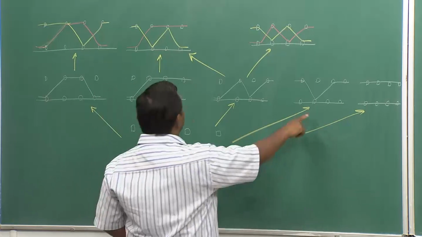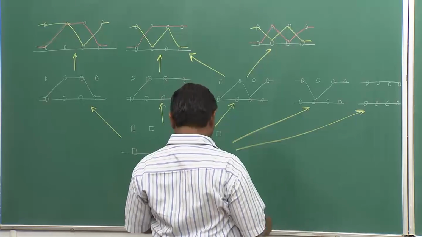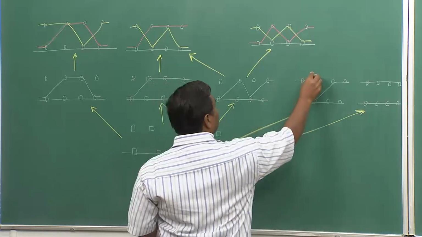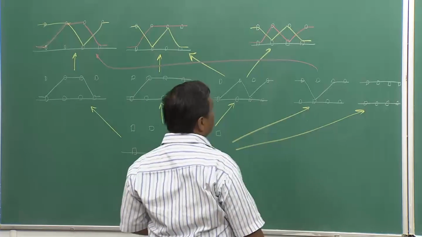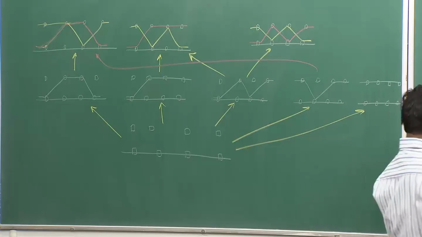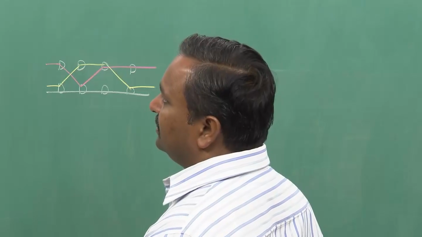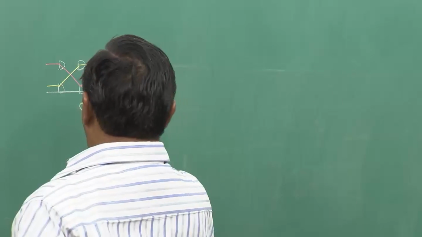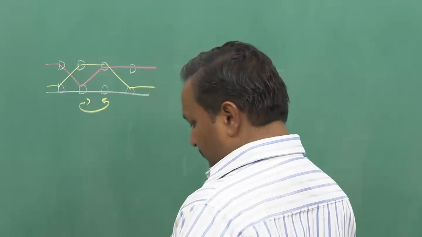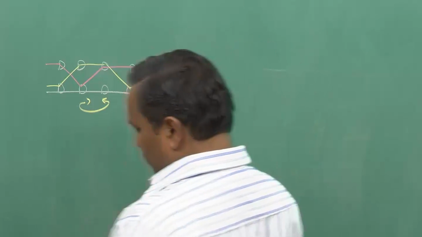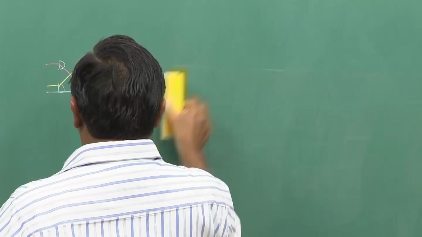So, from here actually I can come to this configuration also. So, I should draw a path here. So, let us look at all other possibilities. In fact, you have to swap input to output, then it will be exactly the same. So, let us draw the other one.